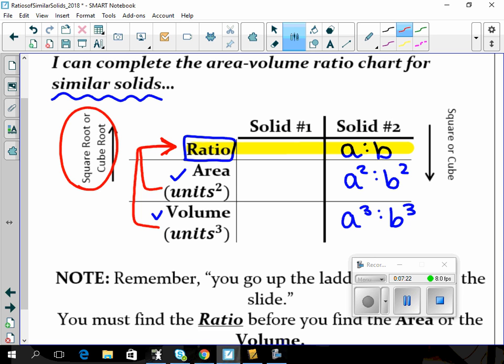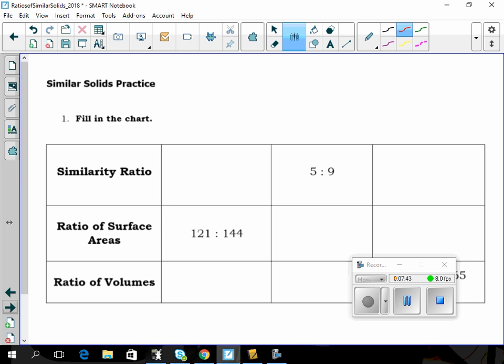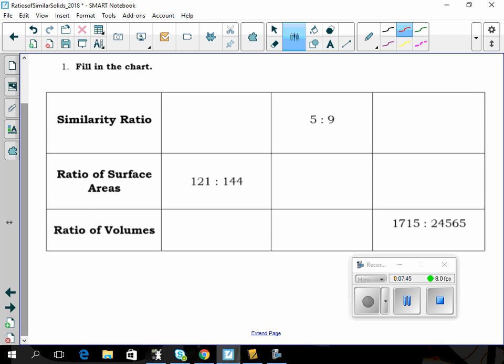The key is that you always need to work back to the top. So if I was given the volume and I wanted to find the area, I would have to go back to the top and then go down. So we go up the ladder, down the slide. So let's try that. Let's look at this chart that you have. Let's start with the middle column.